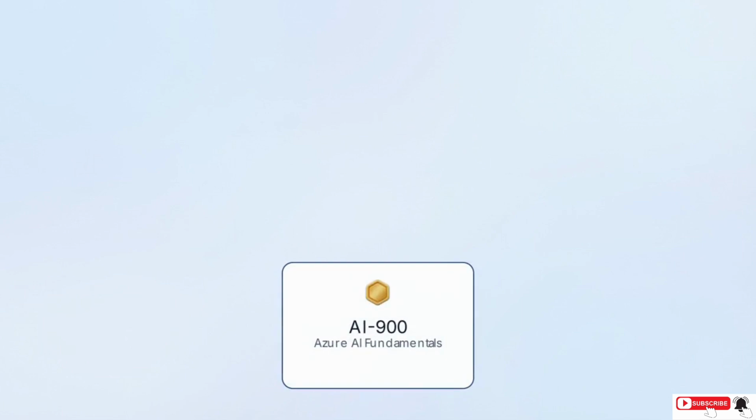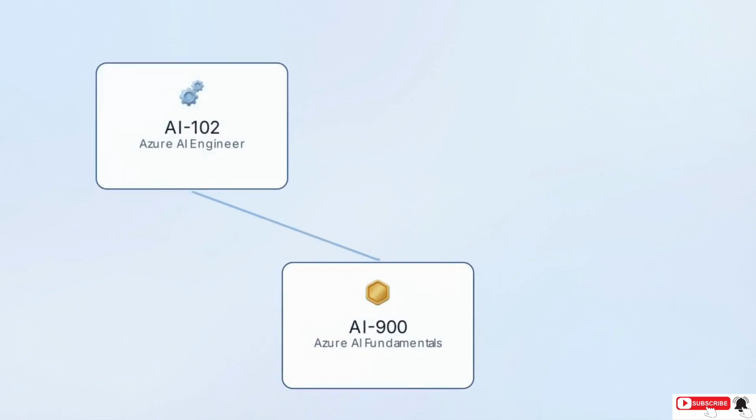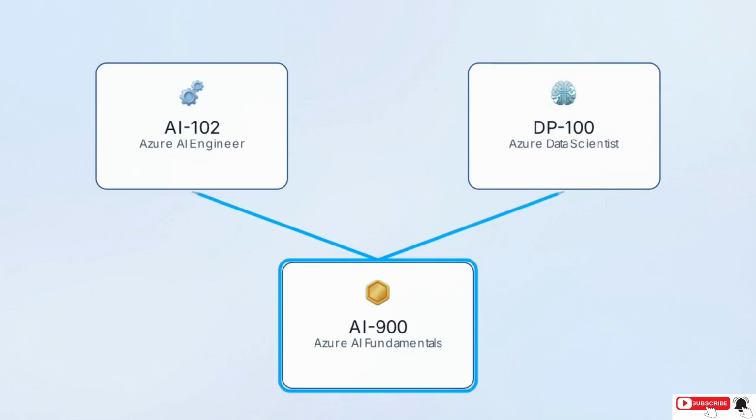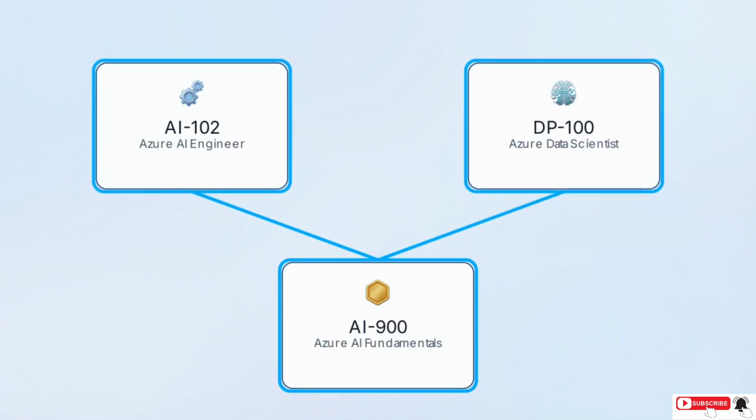This diagram outlines how AI-900 acts as a base foundation before branching into specialized paths, like AI-102 for AI engineers or DP-100 for data scientists. By passing this exam, you build the confidence to eventually tackle those more advanced role-based certifications.